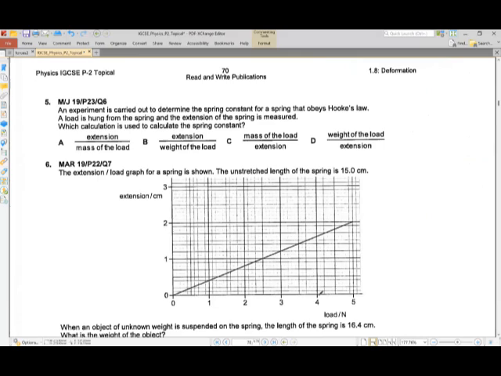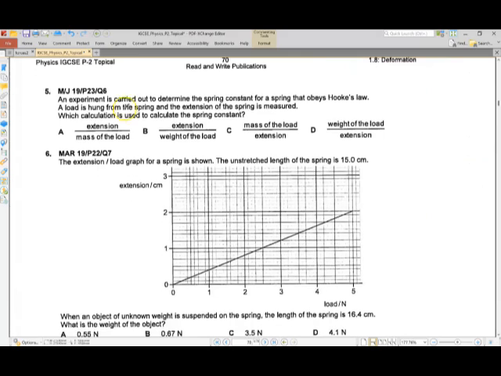Question number 5. An experiment is carried out to determine the spring constant for a spring that obeys Hooke's law. A load is hung from the spring and the extension of the spring is measured. Which calculation is used to calculate the spring constant? Okay, we already know that F is equal to K delta X, ठीक है? And to find the spring constant, we would have to divide the force by our extension. So this is going to give us the spring constant.